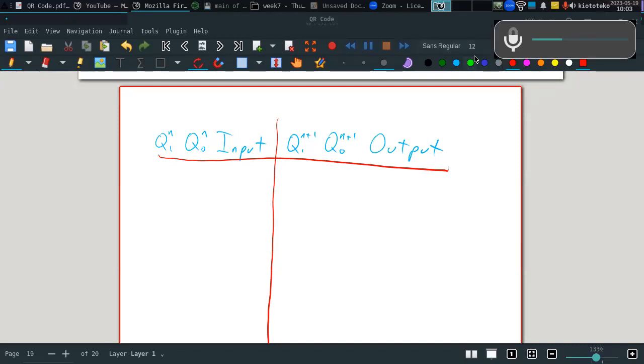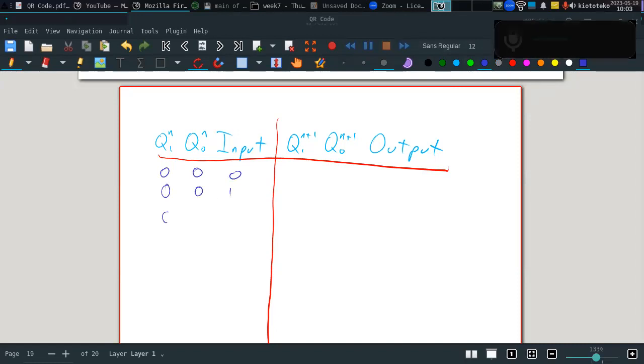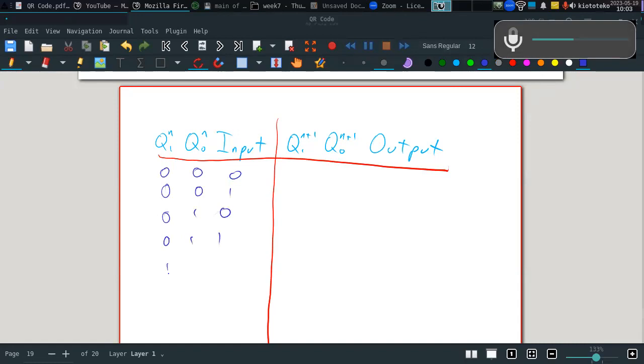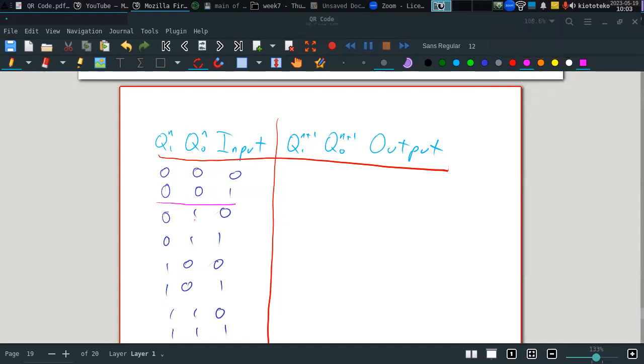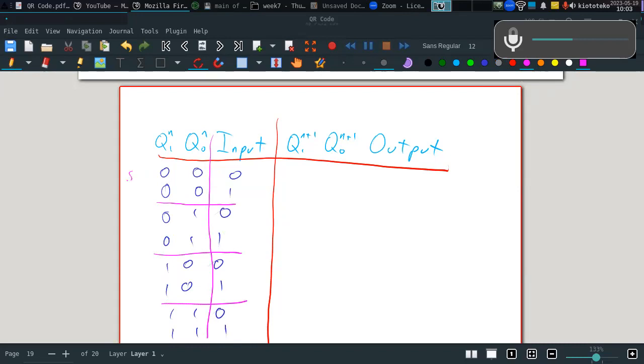So we need to relate all these together, no? So first we can just put all the combinations here, no? It will be 8 combinations. 0, 1, 0, 0, 1, 1, 0, 0, 0, 1, 1, 0, 1, 1, 1. And we can see how these relate to the state. So let's see. You can see that this is the start state. This is the 1 state. This is the 1, 0 state. And this is the 1, 0, 1 state.